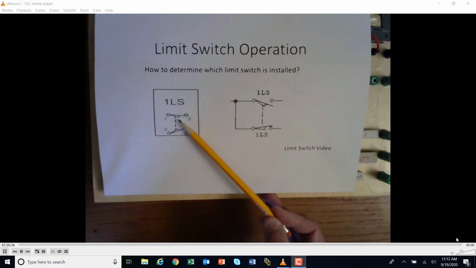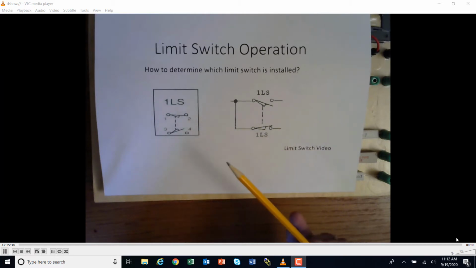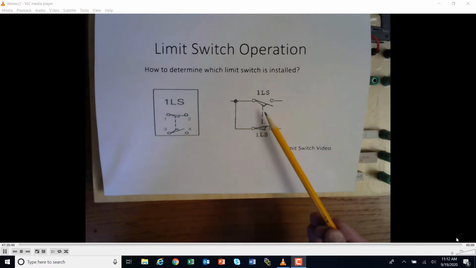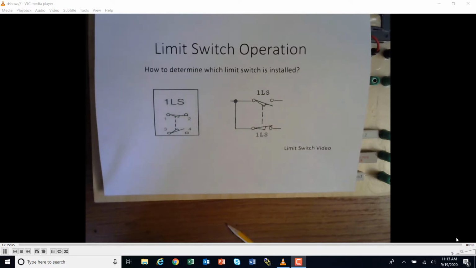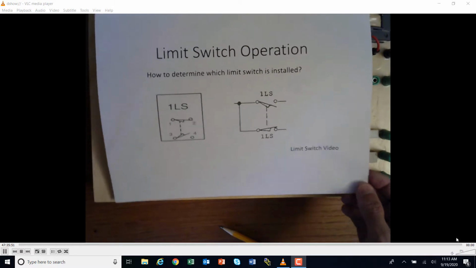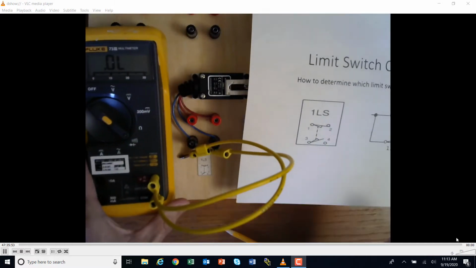But basically, if I switch this limit switch, this one opens, this one closes, versus returning it on this one, if I switched it, this would close and this would open. So there's very little difference between these two. You would have to really look at the limit switch to try and figure out the way that this is wired and what it is.